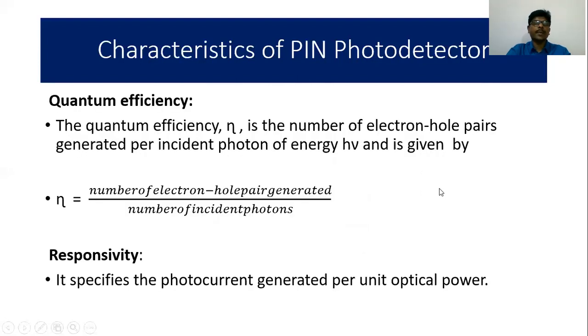And what is quantum efficiency? The quantum efficiency is the number of electron-hole pairs generated per incident photon of energy h nu and is given by number of electron-hole pairs generated divided by number of incident photons. What about the responsivity? It specifies the photocurrent generated per unit optical power.